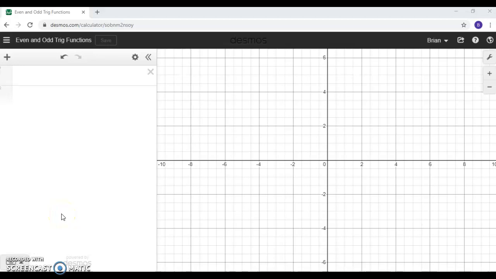In this video, we're going to take a look at even and odd trig functions. Now, before we get into all six of our main trig functions, and whether they're even or odd, we need to talk about what an even function and an odd function is.